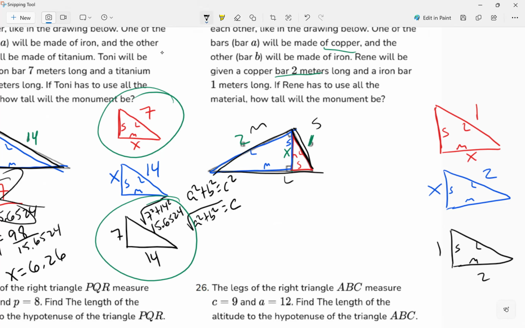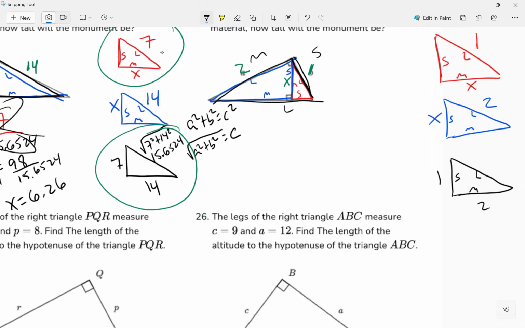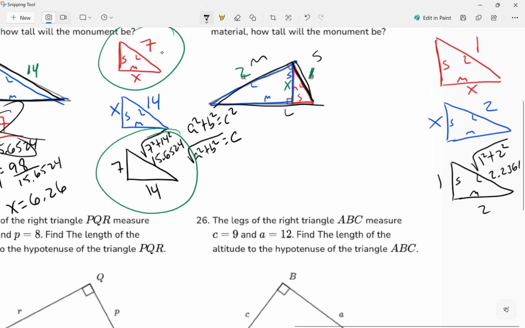Okay, two triangles that have the corresponding sides. From the red triangle, I have medium and large. From the blue triangle, I have small and large, not the corresponding sides. And then from the black triangle, I have small and medium, not corresponding sides. Okay, so I'm going to type this in because I see the black triangle. For the third side, I'm going to do the square root of 1 squared plus 2 squared. Type that on my calculator, and that gives me 2.2361. I have all three sides on the black one.